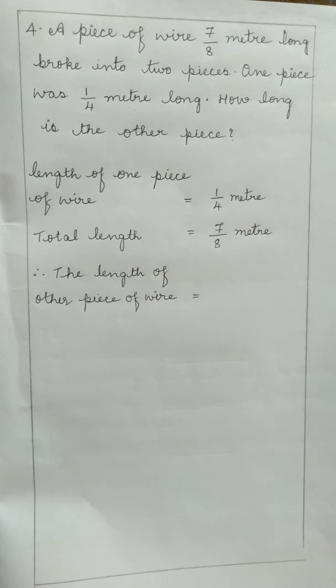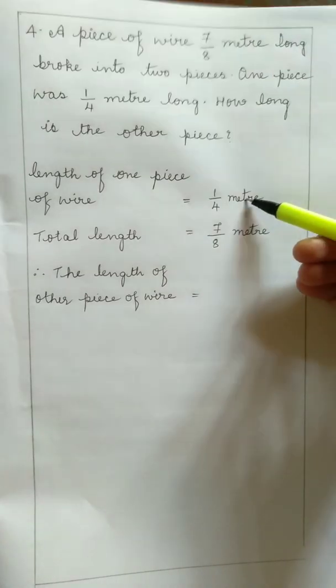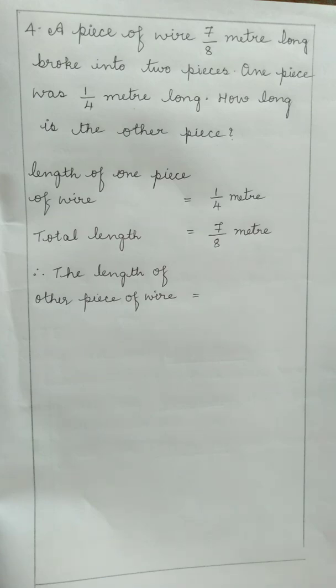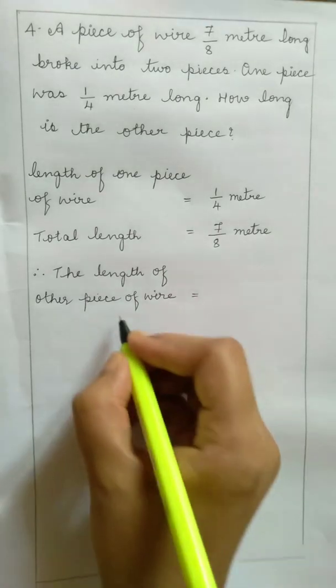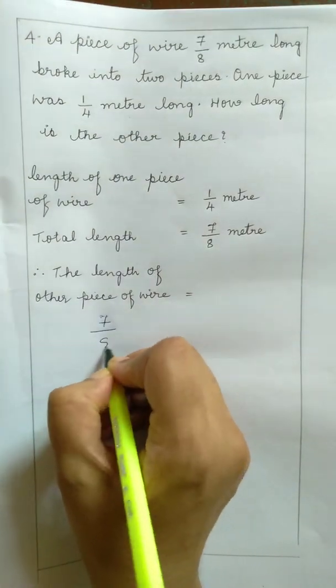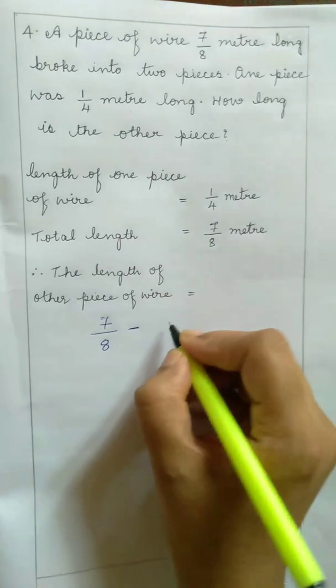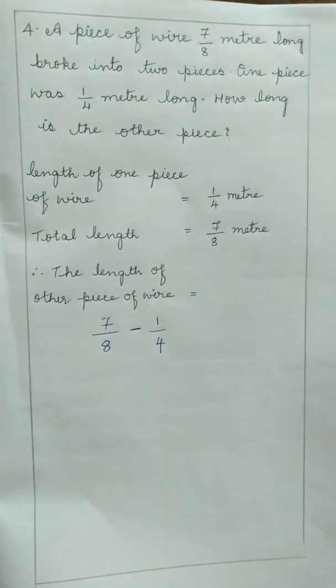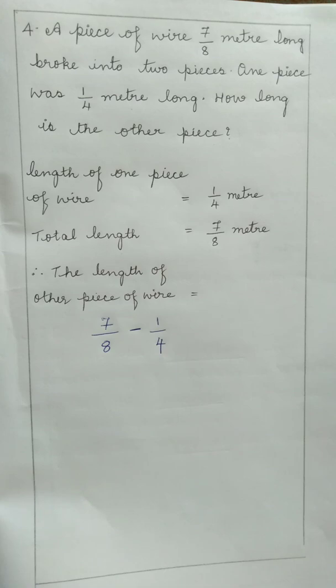This 7 by 8 meter long wire was broken down into two pieces, and length of one piece of wire was 1 by 4 meter. Now we have to find out the length of the other piece of wire. Therefore, the remaining piece, that is the second piece, we need to find out. To find this, let us take 7 by 8 minus 1 by 4. Again, it is an unlike fraction because the numerator and the denominator values of the two fractions are different.